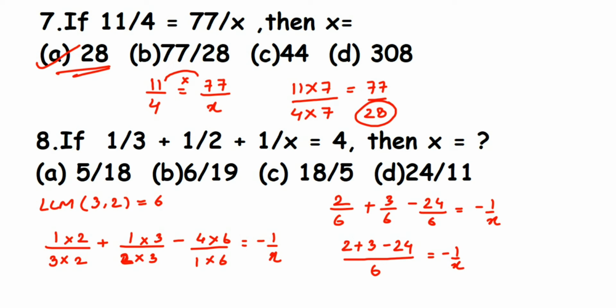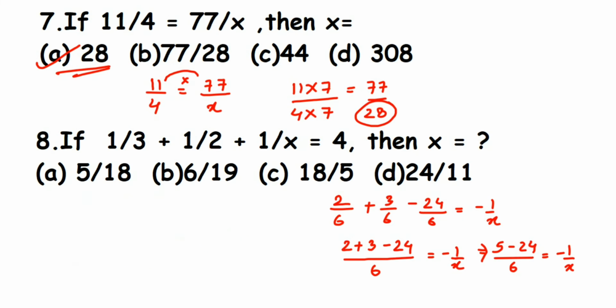Now I'm going to solve the numerator. We have 2 plus 3 minus 24. So that's 5 minus 24 by 6 is equal to minus 1 by x. Now we're going to subtract 24 from 5, which will be nothing but minus 19. So we'll get minus 19 by 6 is equal to minus 1 by x. Now 19 and 6 we cannot cancel, because 19 is a prime number. We cannot cancel it. So this is equal to minus 1 by x.